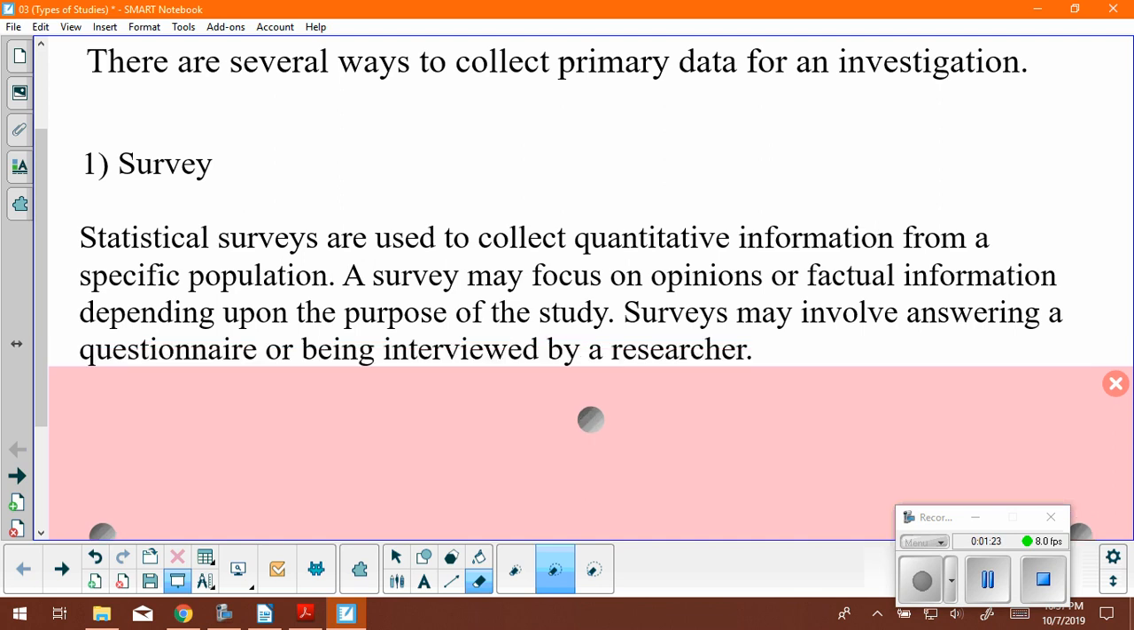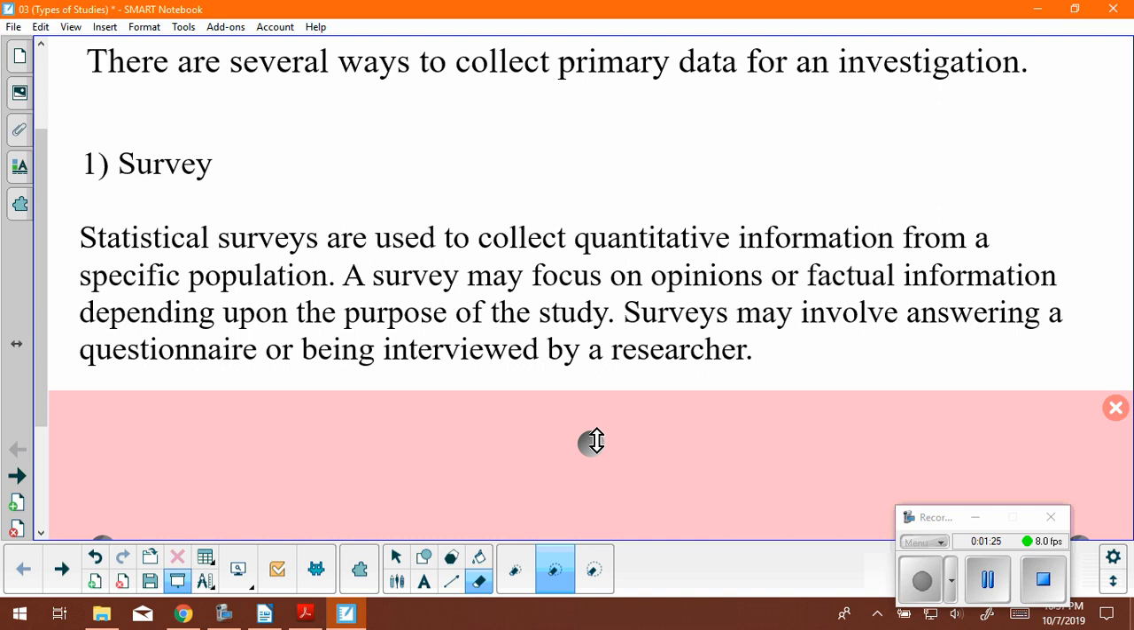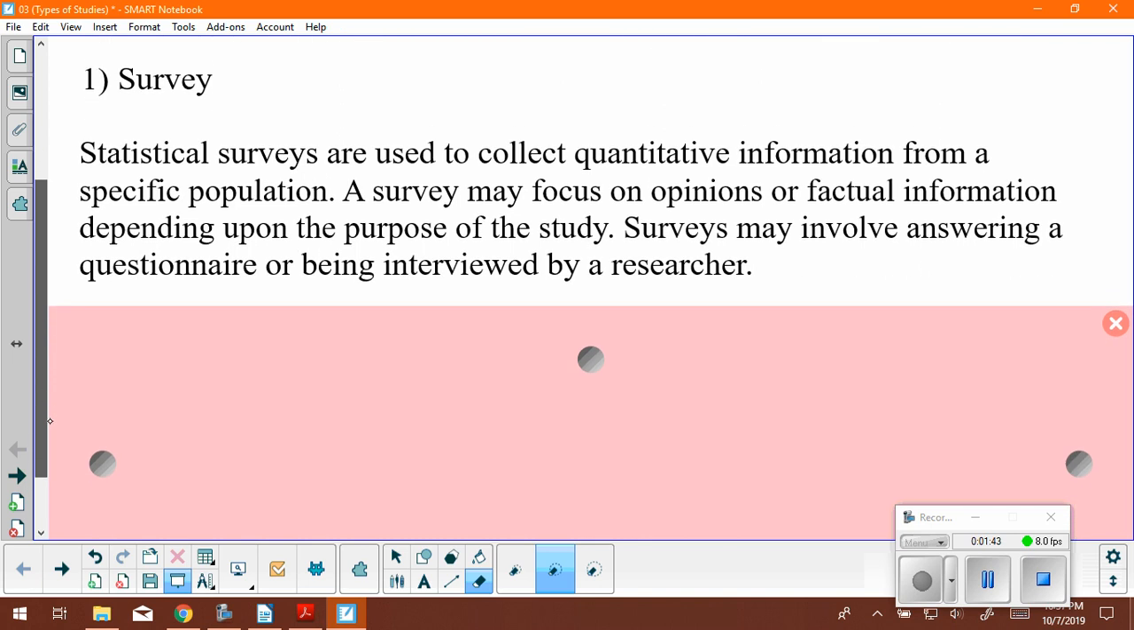Surveys may involve answering a questionnaire or being interviewed by a researcher. Again, we talked about a little bit of that yesterday, that you could talk to somebody face to face. You could hand out a piece of paper. You can do them on the internet now. That's typically how they would run.